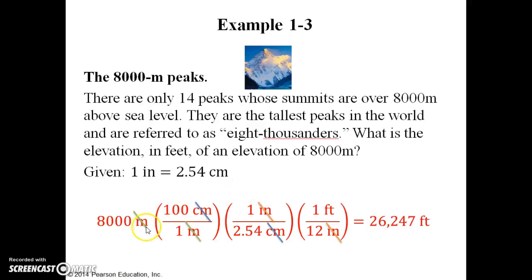To convert 8,000 meters to feet, we first need to convert meters to centimeters. So to do that, we take the ratio that 100 centimeters equals 1 meter, so that meters cancel out. And then the next step is that we need to convert centimeters to inches. And we're given this information here that 1 inch equals 2.54 centimeters. So now the centimeters cancel out, and then the last step is to convert inches to feet. Most Americans know that 1 foot equals 12 inches, so the inches cancel out, and we're left with our final answer of 26,247 feet.